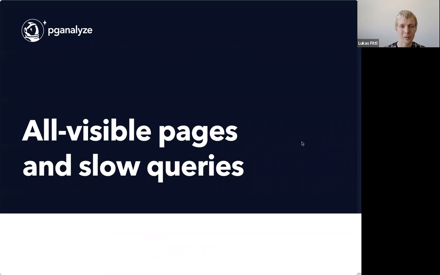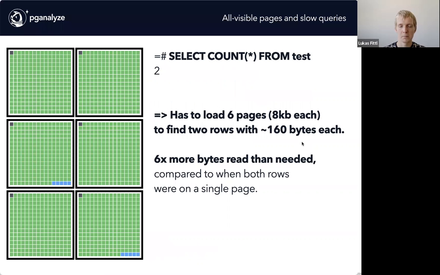Now, the third thing that we need to talk about in terms of why Vacuum exists is all visible pages and slow queries. A simple example to start: imagine you're reading from this table that we looked at earlier, and we're just looking at half of it to compress the space a little bit. When we're counting from this table, in the most simplified example, we have 2 rows here. That's 6 pages, so we need to look at the 6 pages to find out if there's data. And then we return these 2 rows with 160 bytes each. So in a sense, we're reading a lot more data than we need. We're reading roughly 50 kilobytes, but we only need 160 bytes.